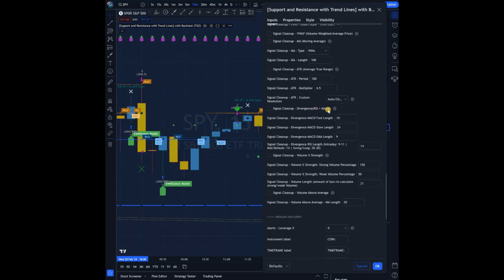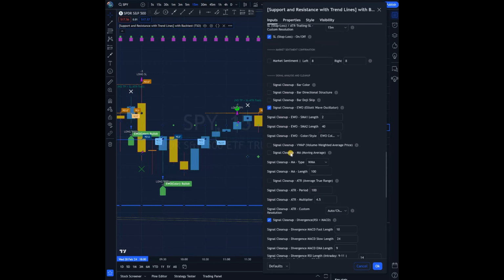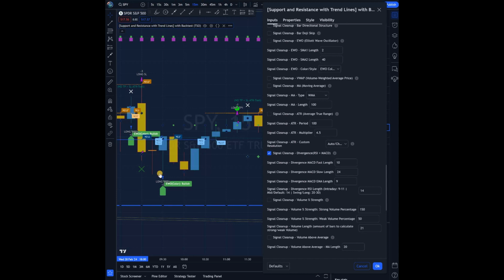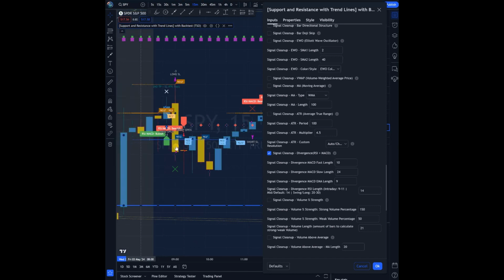Same way for this divergence, RSI plus MACD. There is no way to put this on the chart, that's why it will show a label like this. Why is the trade open? Because it is confirmed by divergence, or whatever it is confirmed by. So right now it's RSI, MACD.